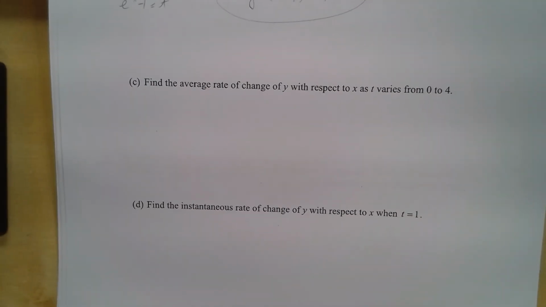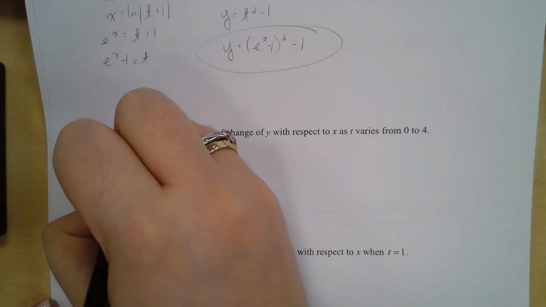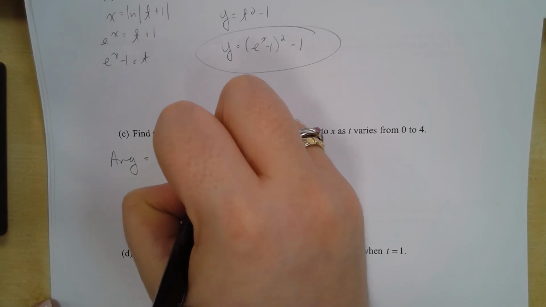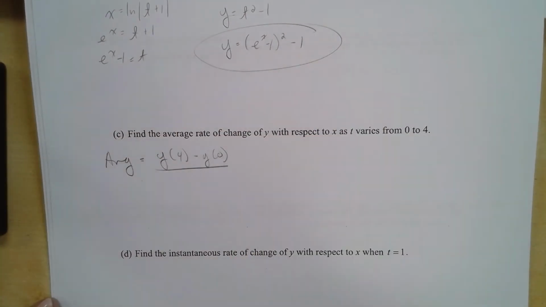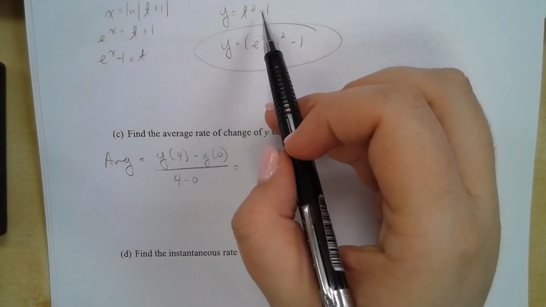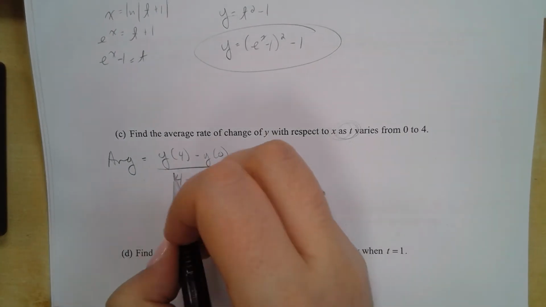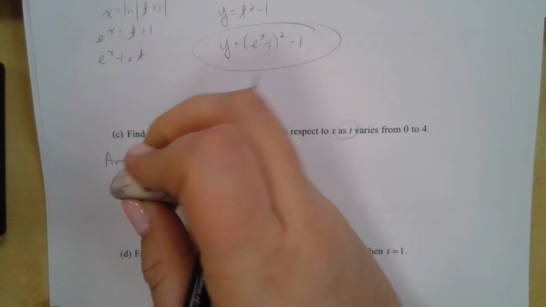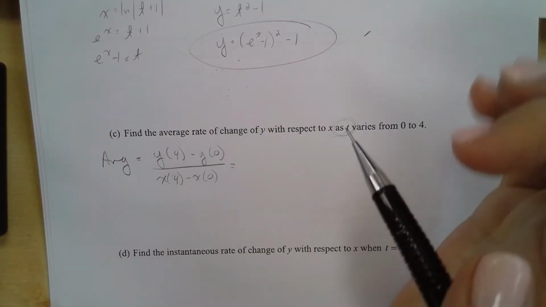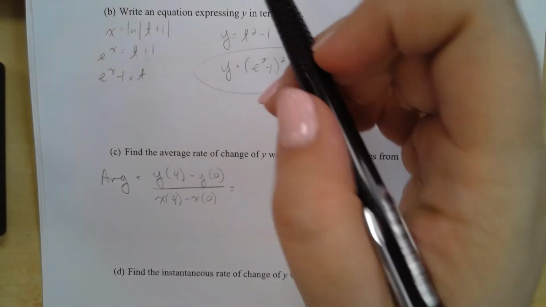All right, now we're asked to find the average rate of change of y with respect to x as t varies from 0 to 4. Well, our average rate of change, if you remember from units past, is going to be y of 4 minus y of 0 over x of 4 minus x of 0, right? Since this is as t varies from 0 to 4, the denominator is really not 4 minus 0, but our x of 4 minus our x of 0.